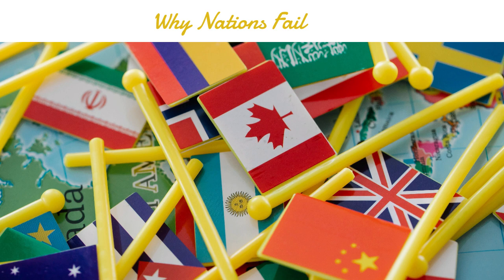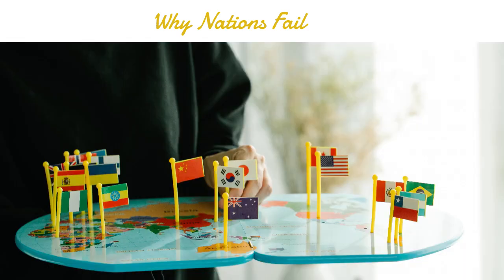In their book, the authors argue that the success or failure of a nation is largely determined by its political and economic institutions. According to the authors, there are two types of institutions that shape a nation's destiny: inclusive institutions and extractive institutions. Inclusive institutions are those that encourage participation and allow for economic growth and innovation. These institutions are characterized by property rights, the rule of law, free and fair elections, and a strong civil society.